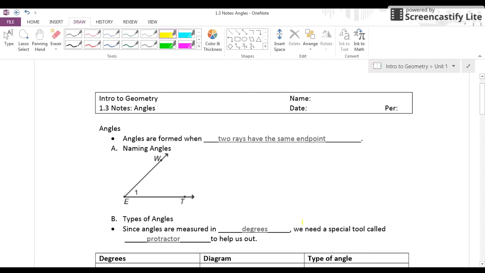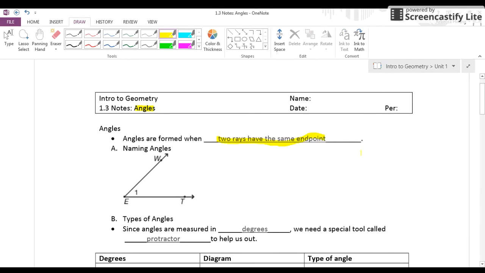And welcome back. Today we're looking at 1.3. We're looking at angles. So kind of exciting. We're not looking at those lines and line segments anymore. So we're going to be looking at these angles which are formed when two rays have the same endpoint. Don't forget, anything that you see is blank on your page. You want to make sure you're writing down from the filled in notes.